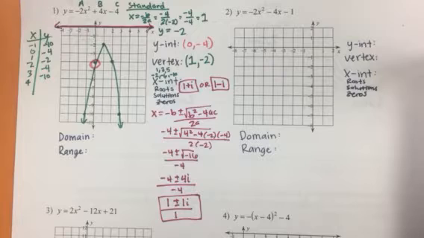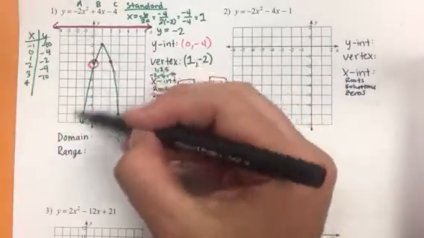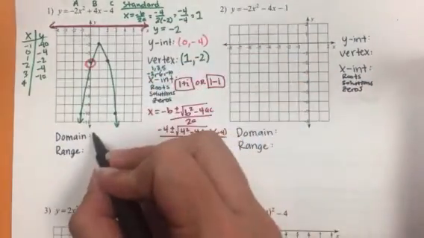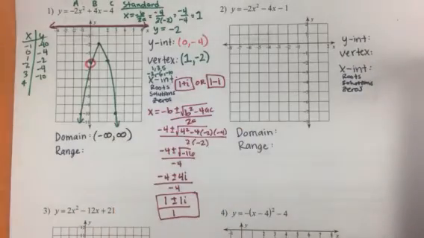Domain are the x values. So when I look for x values, the domain is true for all directions because the arrows continue going left and right. So negative infinity to infinity.